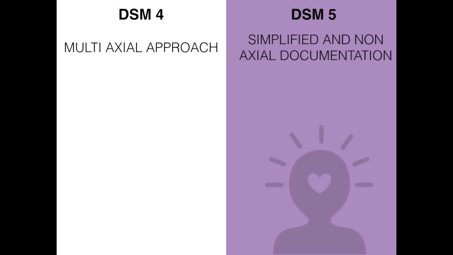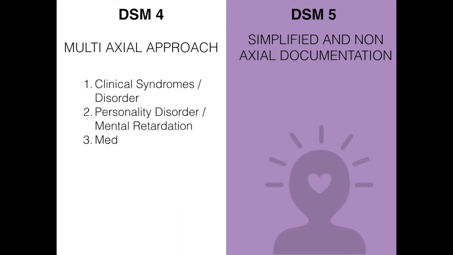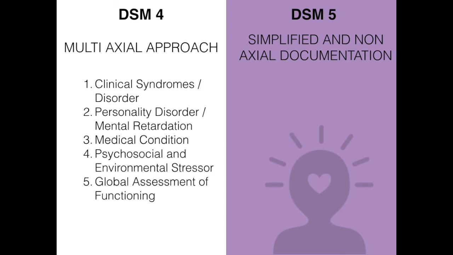There are actually 7 biggest changes from DSM-4 to DSM-5. First is the modification of artificial categorization. DSM-4 used to have a multi-axial approach, while DSM-5 is now a simplified and non-axial documentation. The DSM-4 used an axial system to group disorders into 5 broad categories or groups. First is the clinical syndromes or disorder, second is personality disorder or mental retardation. Third is medical condition. Fourth is psychosocial and environmental stressor. Fifth is global assessment of functioning.